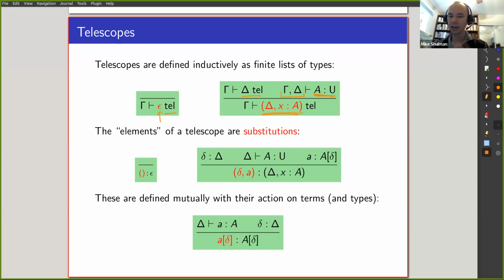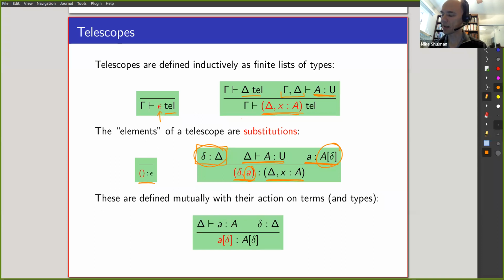And just like a closed context, a telescope has elements, which you can call substitutions or tuples or lists. The empty telescope has an empty list as its single element. If you extend a telescope by a type A, then you can extend an element of it: if you have an element of delta, I can extend it by an element of A. But since A exists in the context delta, the little a has to be in the context A substituted by my little delta, so that it is in the same context as little delta. Then you have this notion of substitution of an element of a telescope into a type or into a term, which is defined in the usual way by induction over types and terms.